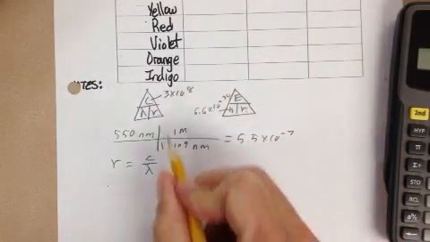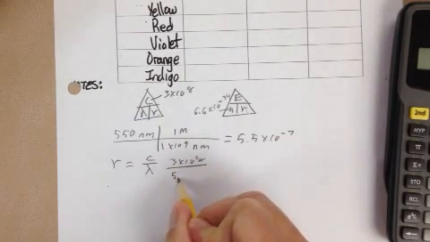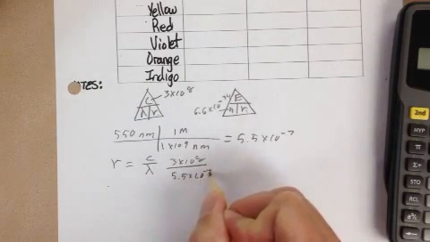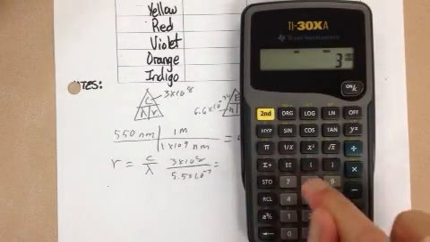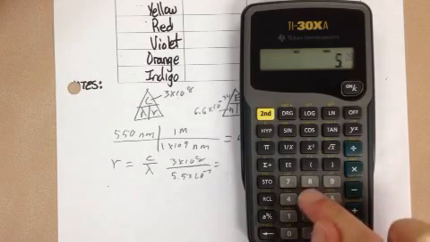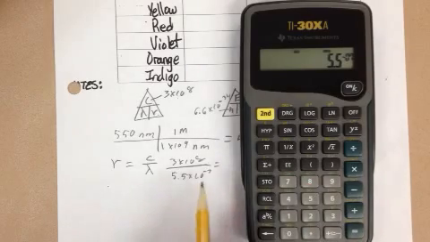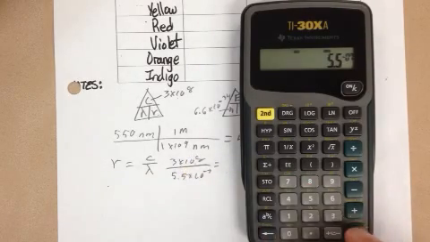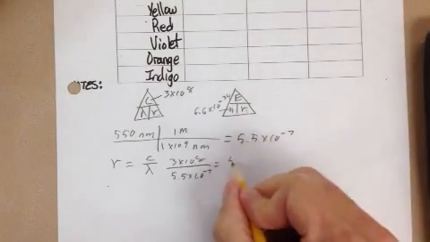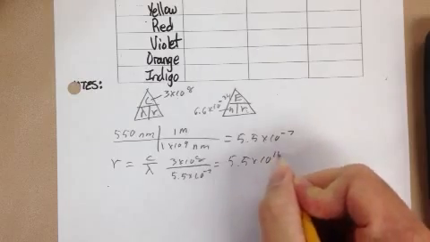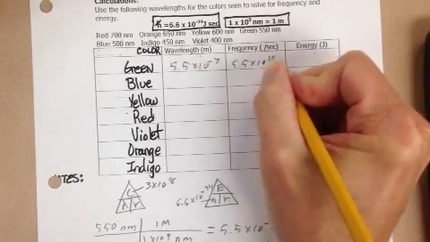c we know is 3 times 10 to the 8th. Lambda is 5.5 times 10 to the negative 7. Let's put those in our calculator. We're going to hit 3 EE 8 divided by 5.5 EE negative 7. Again, I'm hitting EE because you do not hit times 10. It equals, and that gives me 5.5 times 10 to the 14th. So we'll put that in for my frequency, 5.5 times 10 to the 14th.